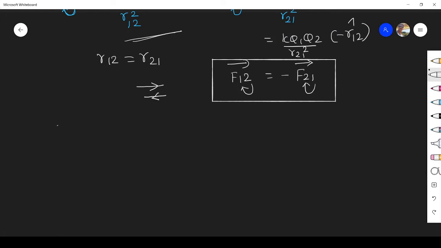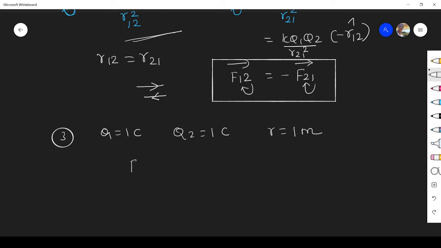Then the third point is, let us assume that Q1 is equal to 1 coulomb and Q2 is also 1 coulomb. Why am I taking 1 coulomb? For small values, we know the smallest value is 1 coulomb. And the distance between the two charges is, let us assume, 1 meter.